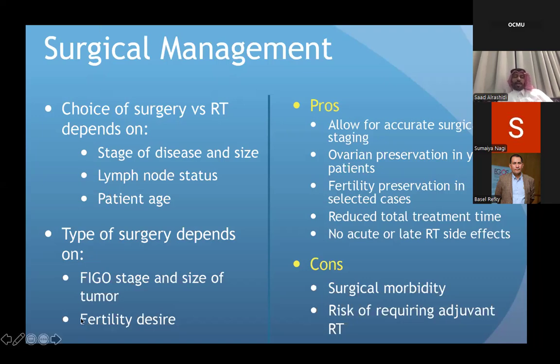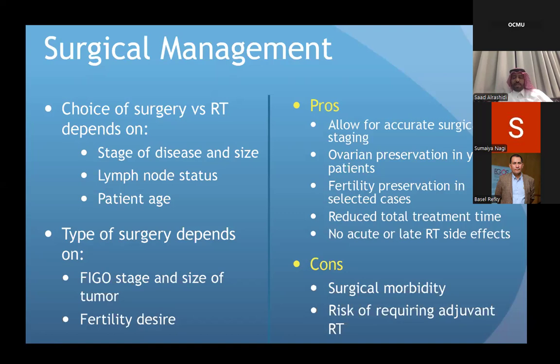The type of surgery, again, depends on whether the patient desires fertility or not. And they may go for surgery because they want to spare their fertility if it's very early disease, rather than even needing radiation. So the pros: allows accurate staging. This is maybe a soft argument now if someone is asking you, because accurate staging nowadays is probably done with biomarkers like the MRI and imaging, the PET scan, maybe making it less important than it used to be. Ovarian preservation, especially with the young patient, absolutely. It's one of the pros of surgery.